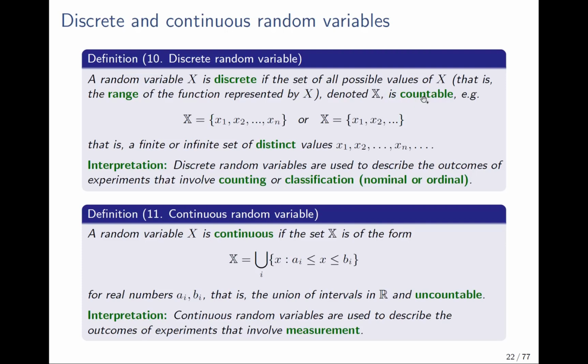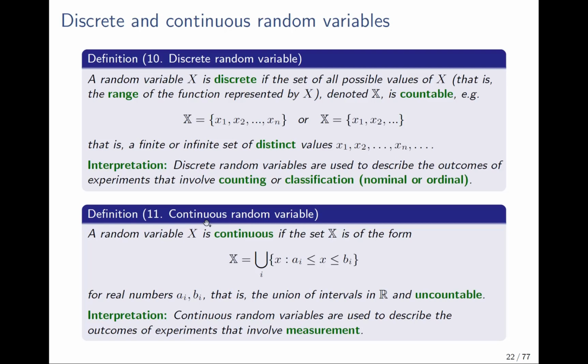So it's got a countable number of discrete values shown here, x1 up to xn, or it could be infinite actually. That is a finite or infinite set of distinct values that the random variable can take, and typically these are often integer values. So in terms of interpretation, discrete random variables are used to describe outcomes of experiments that involve counting or classification. And we talked about that earlier. We talked about experiments that involve counting as being discrete.